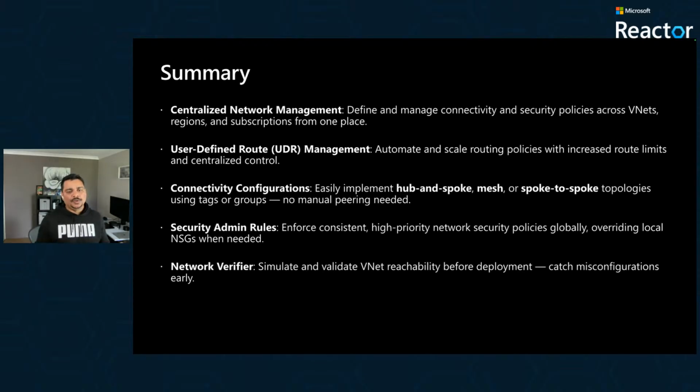And our configuration using the dynamic membership will allow all VNets to follow based on the conditions we have defined. It provides us the connectivity configuration. So if you want to have hub and spoke, or maybe mesh, or hub and spoke or mesh, again, depending upon your dynamic network group membership, it will apply those policies on them. It also helps us implement the admin rule. So security admin rules, if you want to apply consistent, high priority network security policies across the environment, we can do it through the AVNM.